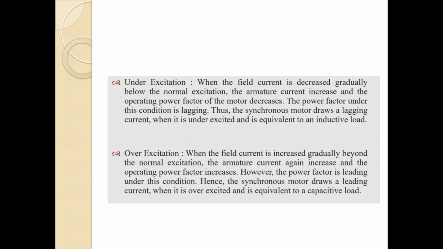The power equation of a synchronous motor is given by P equals root 3 V I cos phi, where V is the line voltage, I is the armature current and cos phi is the power factor. Since input power P and supply voltage V are constant, increasing the power factor causes the armature current to increase. Hence, variation of excitation or field current causes variation of armature current. The curve drawn between the armature current and field current for different power inputs is known as V curves.